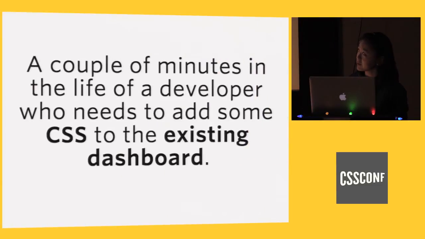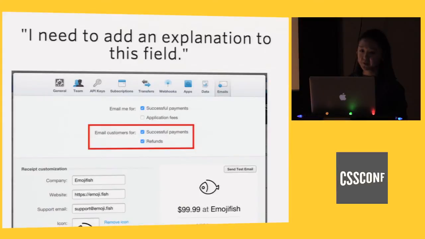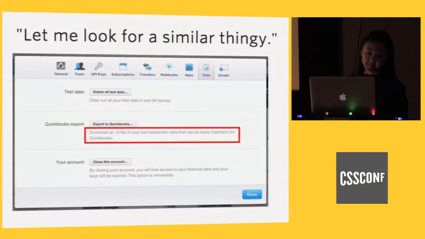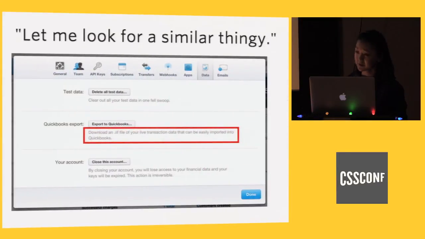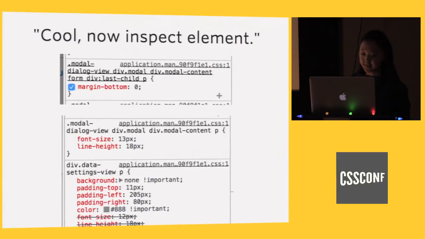So let me take you into a couple minutes in the life of me, who needs to add some CSS to our existing dashboard. So I need to add an explanation to this field view. So I'm going to look for a similar looking thing, and I will inspect element because I have no idea where it lives. And it looks like this particular explanation actually gets its styles from like 3 different places.